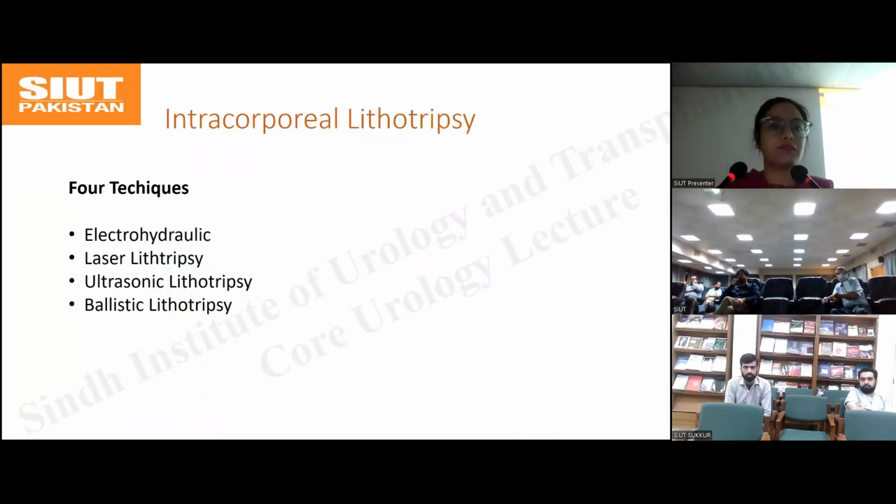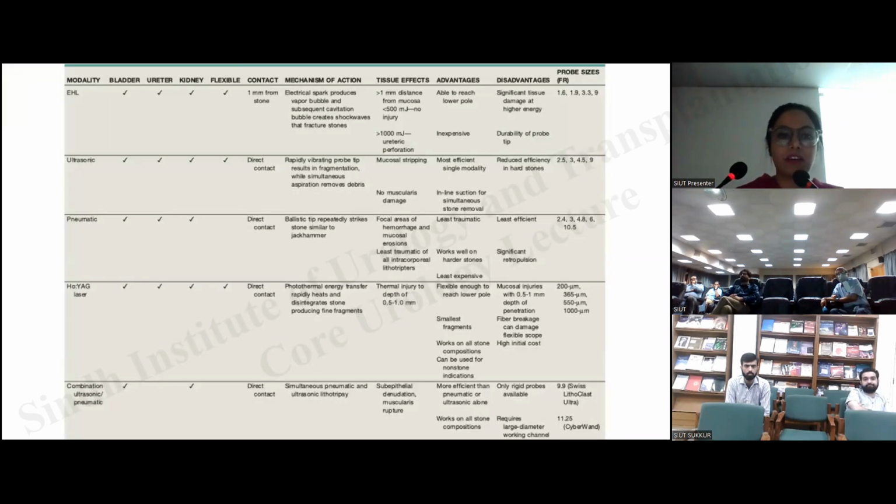The third part of our presentation includes intracorporeal lithotripsy. There are 4 techniques: electrohydraulic, laser, ultrasonic, and ballistic lithotripsy. The 5th type would be dual. This chart very briefly summarizes the properties, mechanism of action, advantages and disadvantages of all the types of intracorporeal lithotripsies.